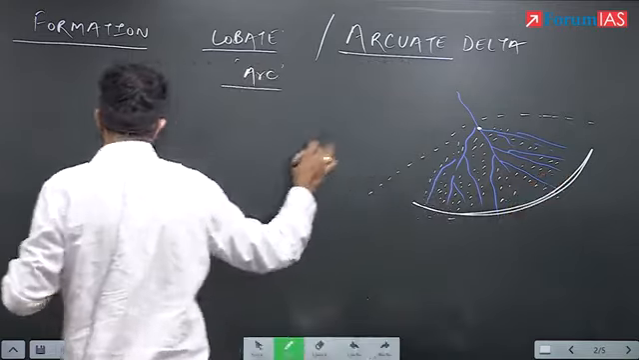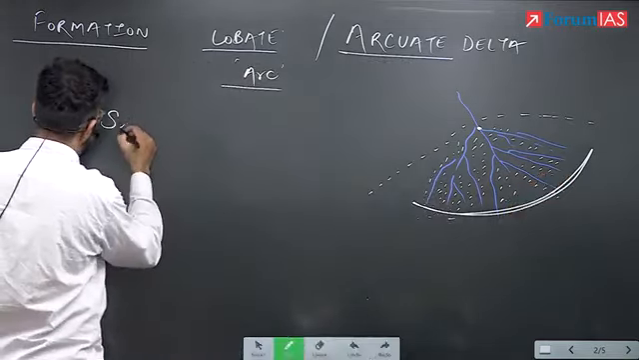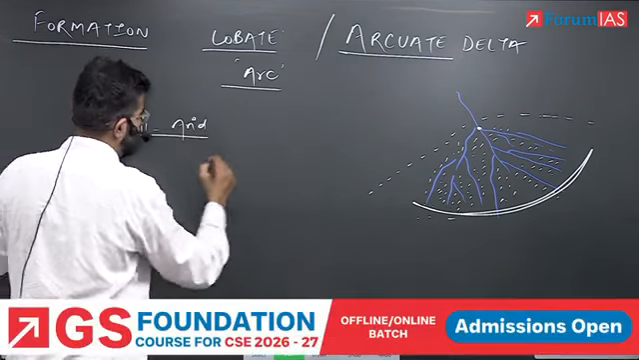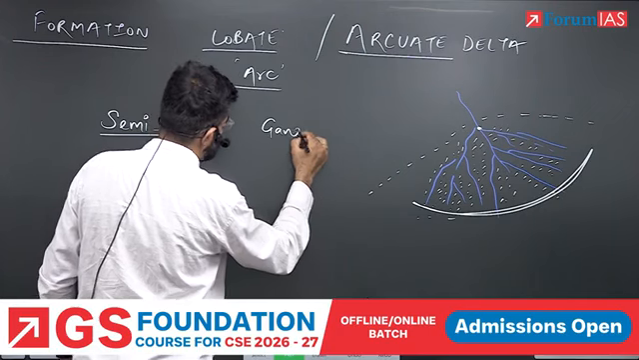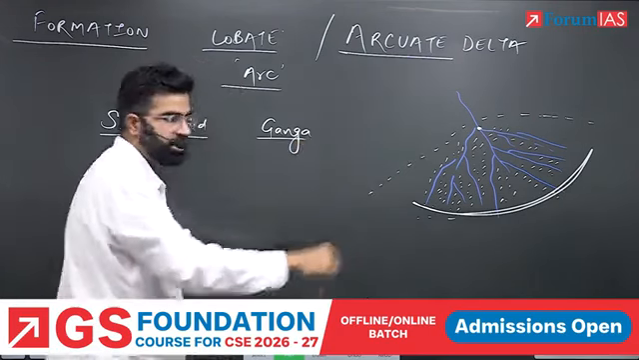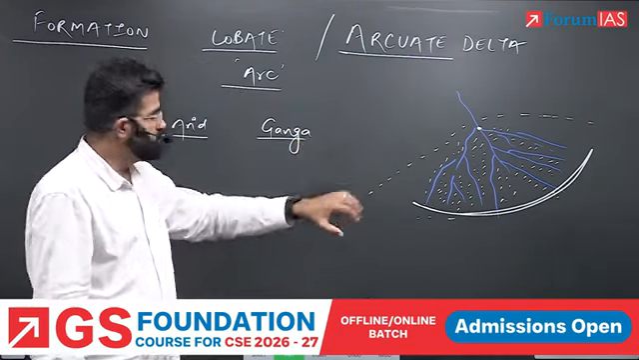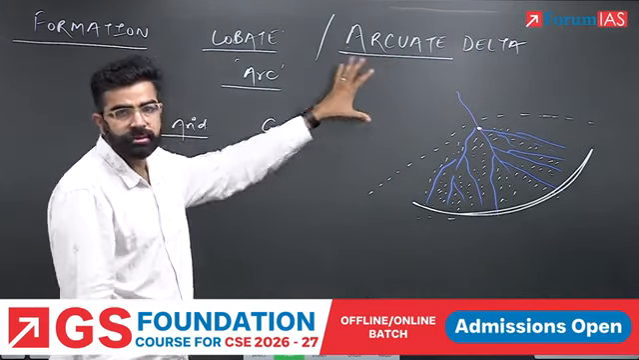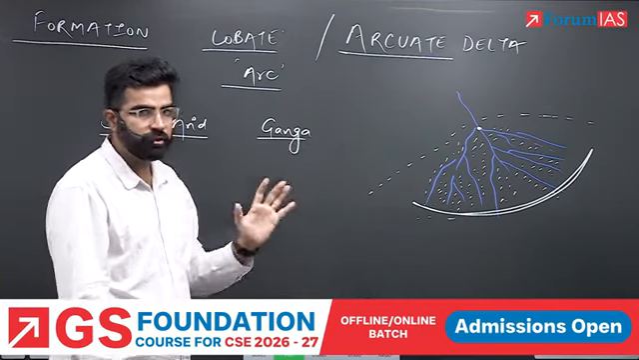Most often, this type of delta will be formed in the semi-arid regions. For example, if we take the example of the Ganga and Brahmaputra delta, it is formed in the West Bengal area, in that Bay of Bengal area. So this is the classic example of arcuate delta, and it is formed in the semi-arid region. Most often you will see.